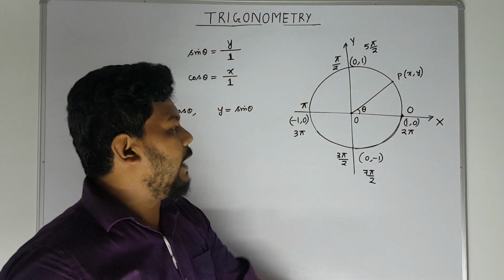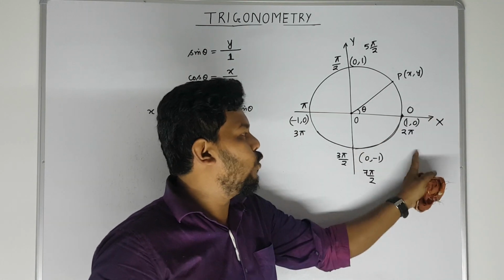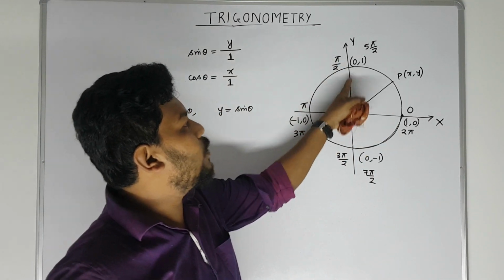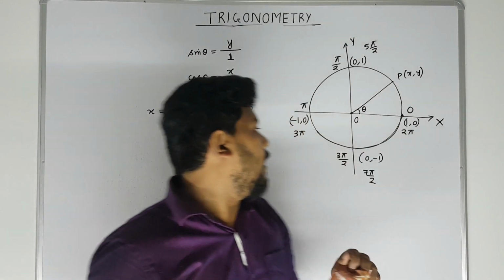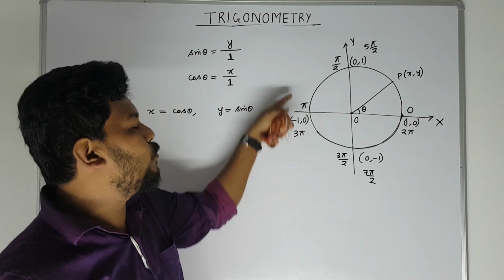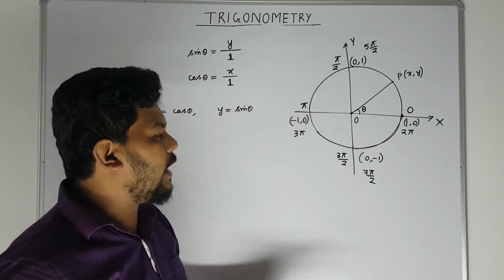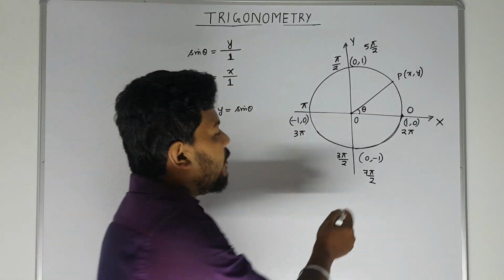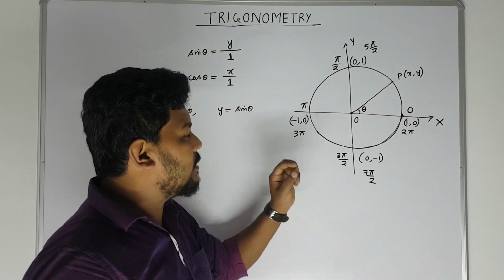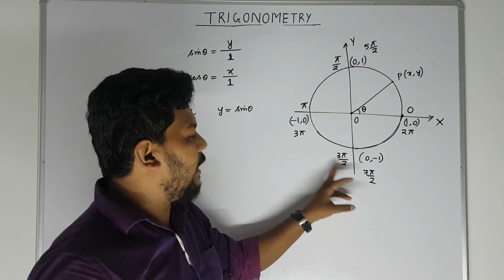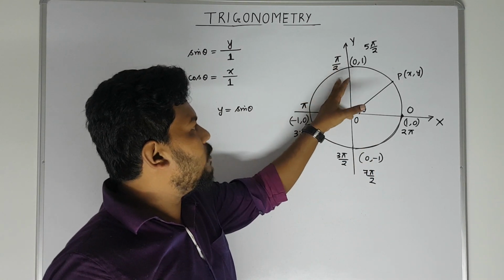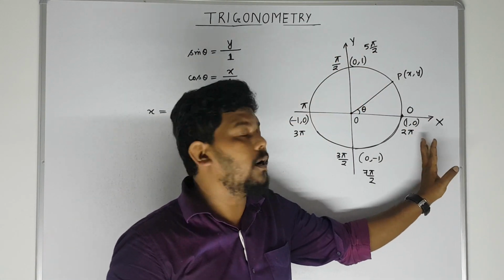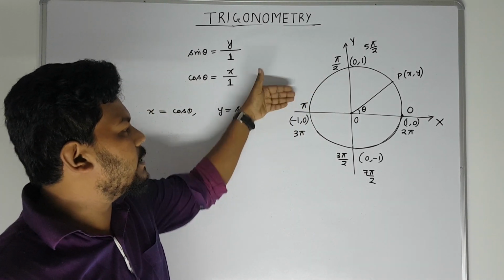At this point the angles will be 0, twice pi, 4 pi, etc. At this point the angles will be pi by 2, 5 pi by 2, 9 pi by 2, etc. At this point the angles will be pi, 3 pi, 5 pi, etc. And at this point the angles will be 3 pi by 2, 7 pi by 2. See, after every twice pi radian the angle repeats. This is 3 pi by 2, this is 7 pi by 2, their difference is twice pi. This is pi by 2, this is 5 pi by 2, their difference is again twice pi. This is 0, this is twice pi, the difference is twice pi. This is pi, this is 3 pi, the difference is twice pi.